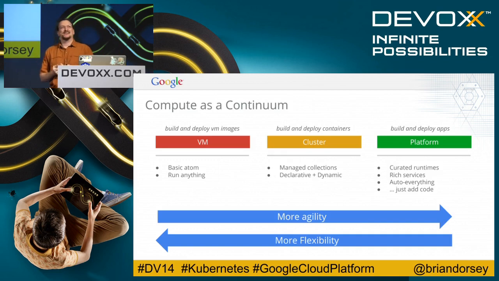Okay, so context setting. Google is currently thinking about compute as a kind of spectrum. On one end, actually I'll start over here, we've got platform as a service. If you're familiar with App Engine or Heroku, you basically write code, you deploy it up to a service somewhere, and they handle running as many copies as you need for the traffic you're actually getting.